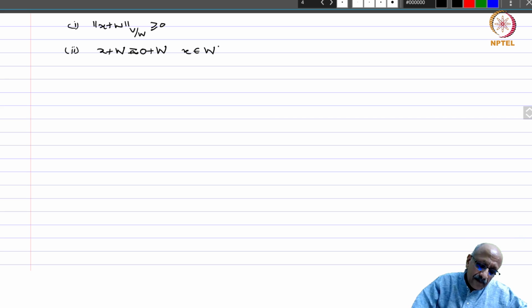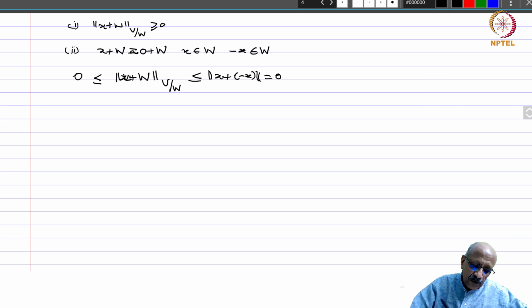If you are taking the 0 element, and if x belongs to W, then you also have minus x in W, because W is a subspace. Therefore, the norm of x plus W in V by W is less than or equal to the norm of x plus minus x, which is 0, and of course this is greater than or equal to 0. So if you have the 0 element, the norm of x plus W is just 0.